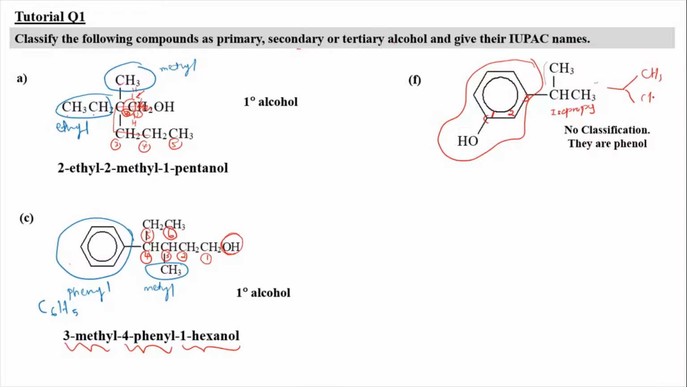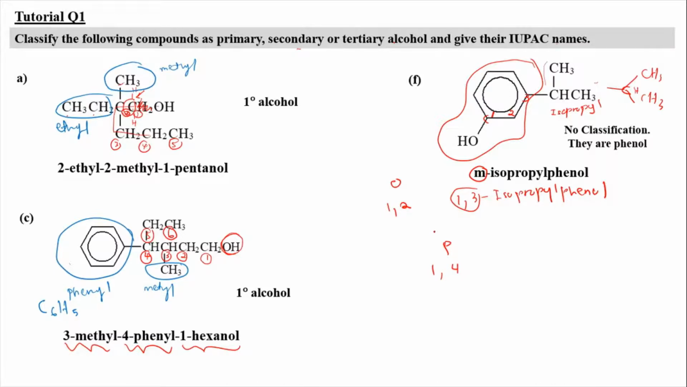CH3 here, CH3 here, and C with hydrogen here. Okay, so it's going to be 3-isopropyl phenol, or you can name it as m-isopropyl phenol, 1,3-isopropyl phenol. It's similar to what you have learned in benzene, where m refers to meta, which is 1,3, ortho refers to 1,2, and para refers to 1,4.